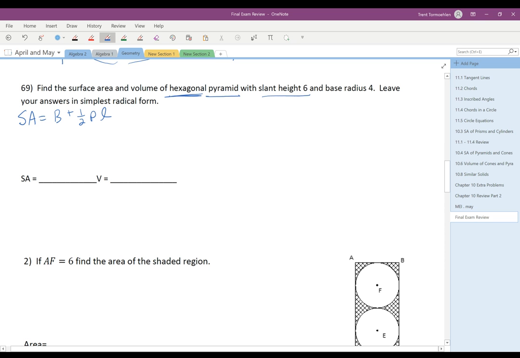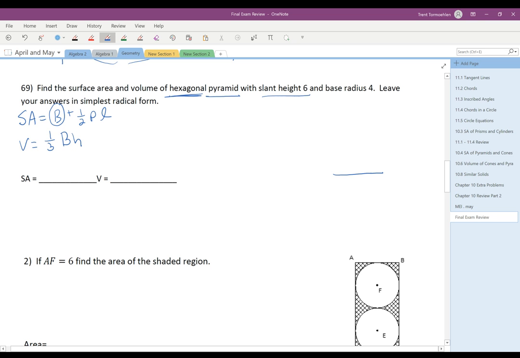For the volume, our formula is always 1/3 times the area of the base. So once I calculate the base here, I'll have it for this problem, times the height or the altitude of the pyramid, which we're not given. So we got a lot that we're going to have to figure out as we do this problem. The first thing to look at is, let's just consider this base.